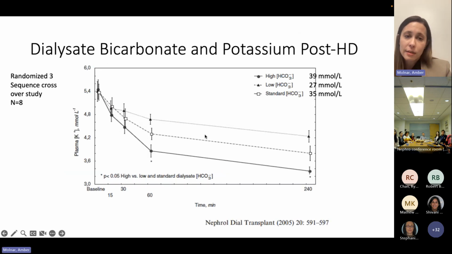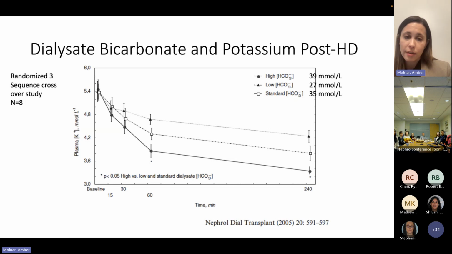Is there any literature in support of these causal mechanisms? So this is a very small trial that looked at dialysate bicarbonate concentration and potassium post-dialysis and potassium removal as well. It only included 8 patients. It was a randomized 3-sequence crossover study that compared 3 different concentrations. So they looked at 27 millimoles per liter as a low concentration, 35 was the standard, and then 39 millimoles per liter was the high concentration. And then they looked at potassium concentrations throughout the dialysis session.